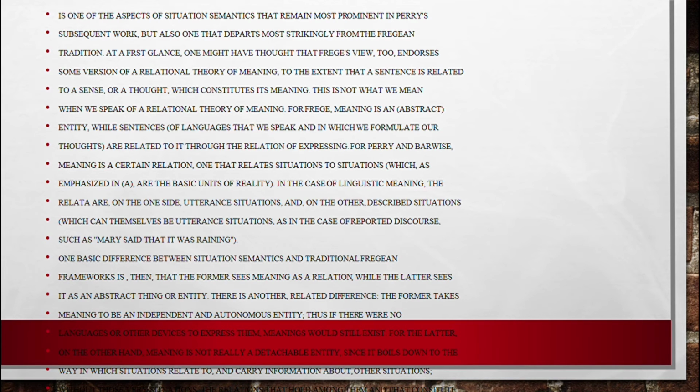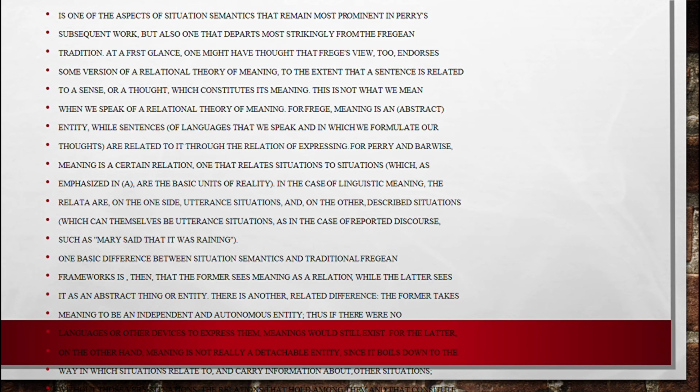For Perry and Barwise, meaning is a relation, one that relates situations to situations, which are the basic units of reality. In the case of linguistic meaning, the reality is on the side of the utterance situation and the other is the described situation, as in the case of reports such as "Mary said that it was raining."